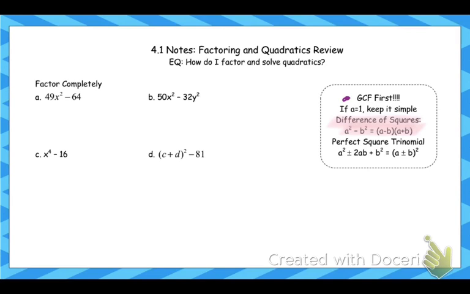So something like example A is a difference of squares. The square root of 49x squared is 7x. The square root of 64 is 8. So that factors into 7x minus 8 and 7x plus 8. All right, then we'll go ahead and look at B.